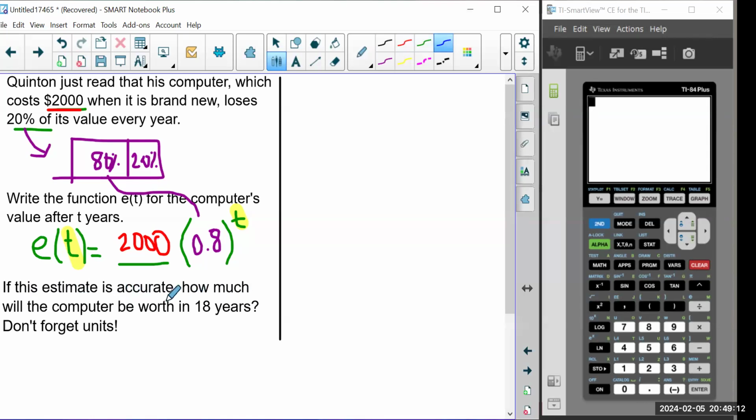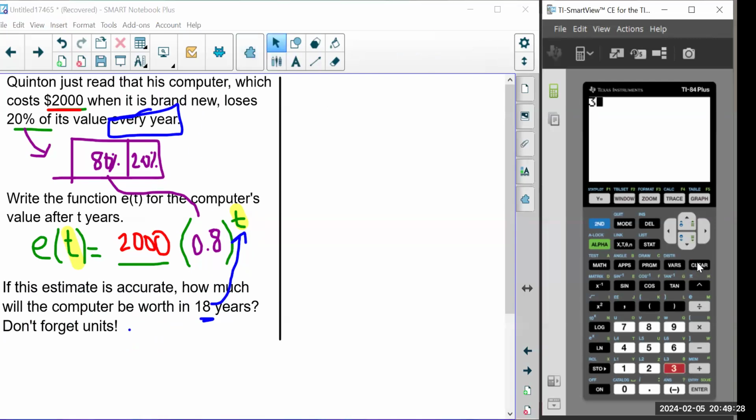So that's the equation, and now I need to use that equation to give an estimate. If the estimate is accurate, how much will the computer be worth in 18 years? Since it says every year, I have 18 years for that, so I'm going to put 18 in for my T. When I type it into my calculator, I get 2,000 times parentheses 0.8, close the parentheses, to the 18th.